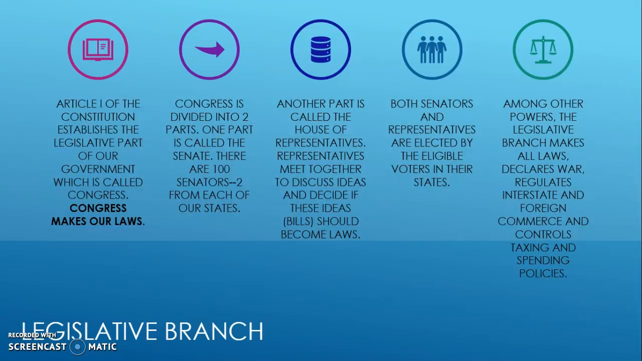Let's go over the legislative branch. Article 1 of the Constitution establishes the legislative part of our government, which is called the Congress. Congress makes our laws. Congress is divided into two parts. One part is called the Senate. There are 100 senators, 2 from each of our 50 states.